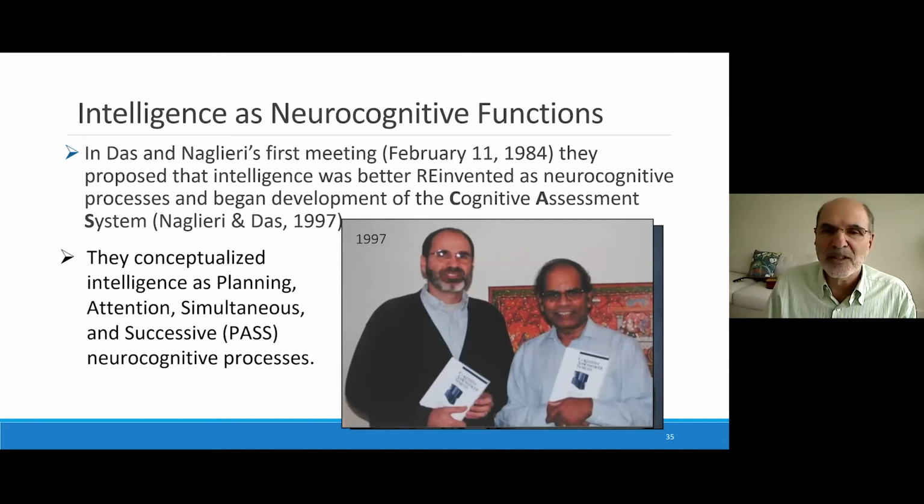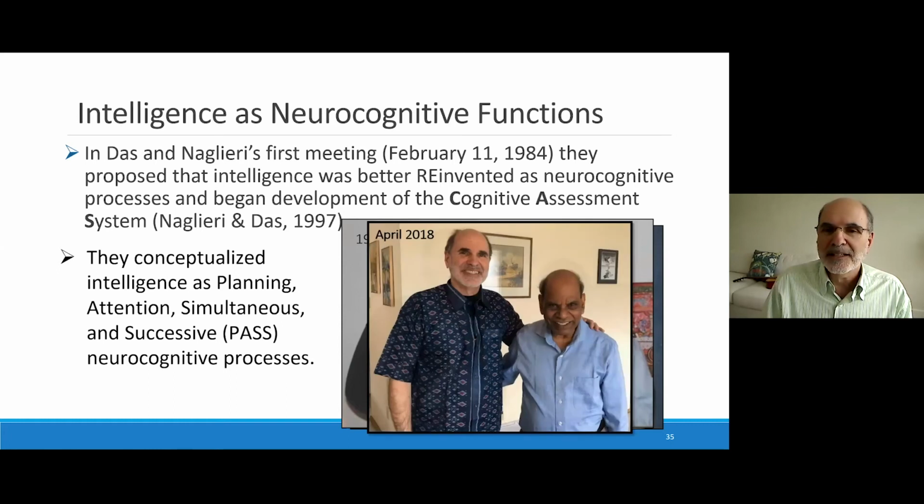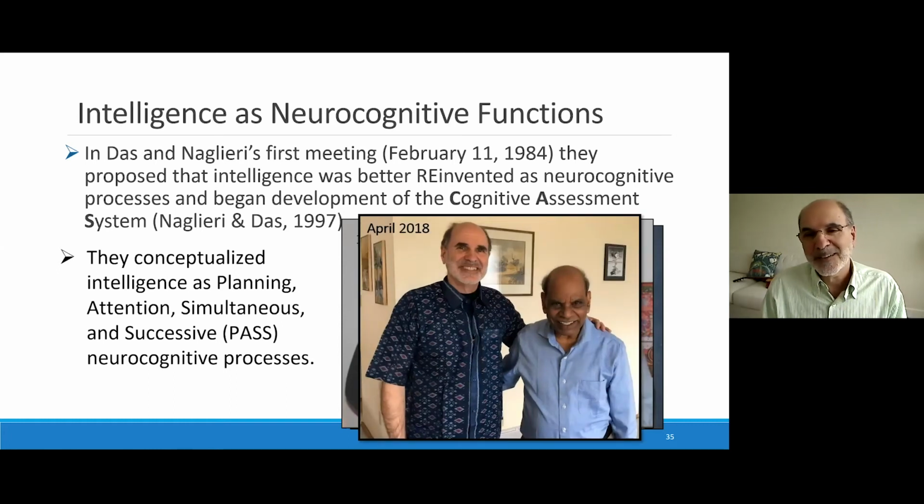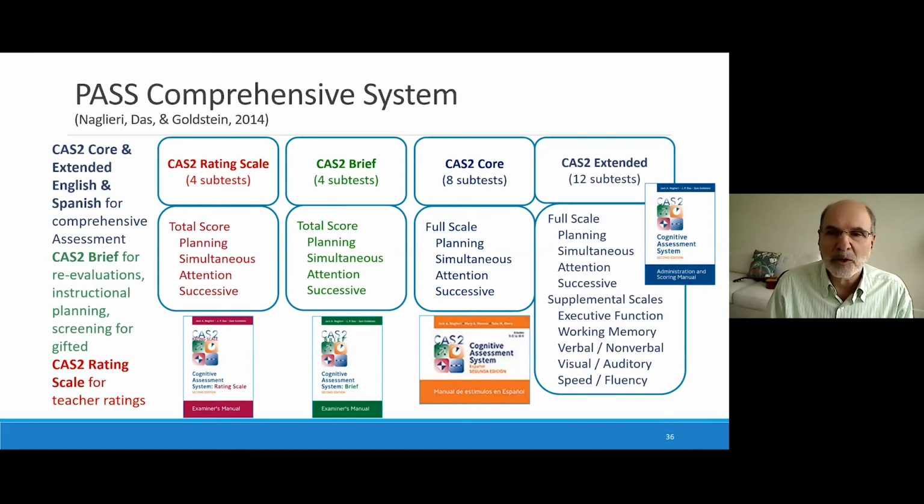This is what we looked like when we published in '97, the first edition of the CAS. And here we are with the second edition of the CAS. We both aged a bit in that amount of time, but we've been colleagues and friends for a very long time. And we've evolved, both of us. Our thinking has evolved over the many decades that we worked together.